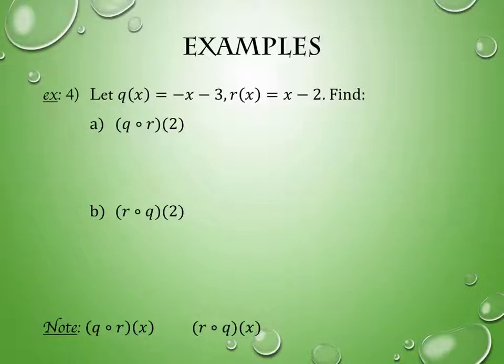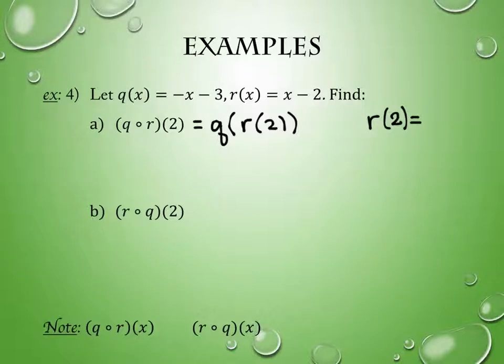Q of x is negative x minus 3, and r of x is x minus 2. And this says Q of r of 2. So what it really means is Q parenthesis r parenthesis 2. That's what you're doing. Q of r of 2. And just like any other time when you have parentheses, you start on the inside and you work your way out, right? Order of operations. So we're going to start on the inside. Our inside is r of 2. So over here, I'm going to find r of 2.